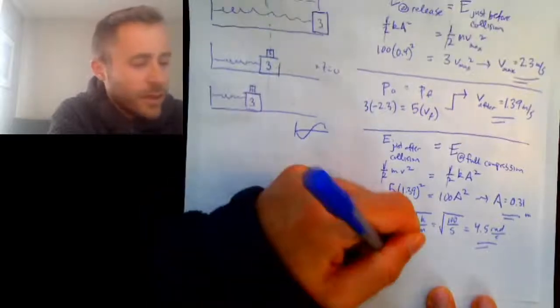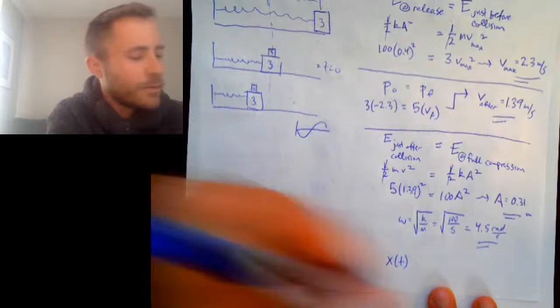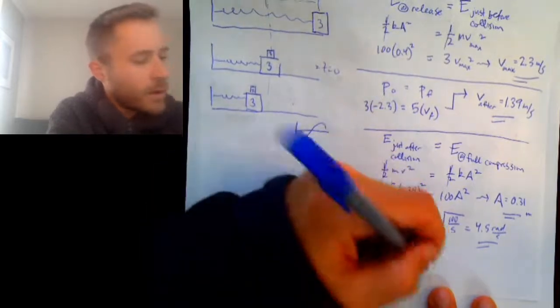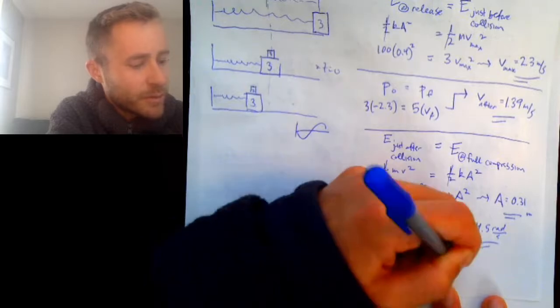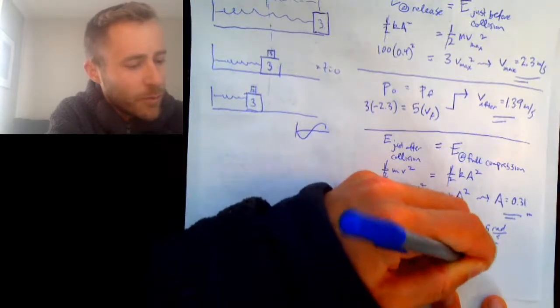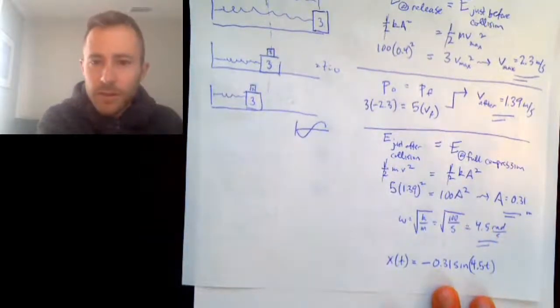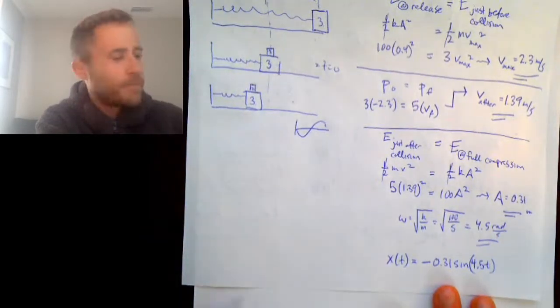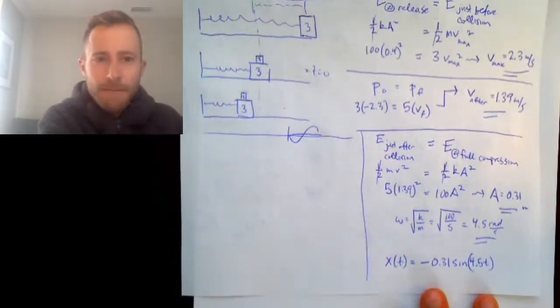So that means that the position as a function of time is equal to negative 0.31 sine of 4.5 t. So that's the position as a function of time. All right.